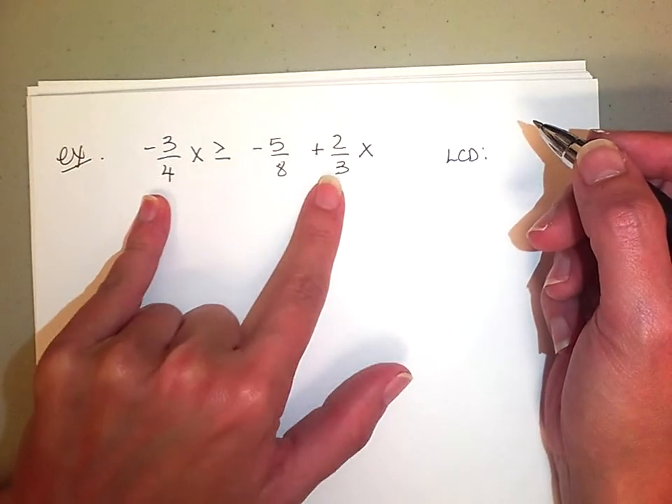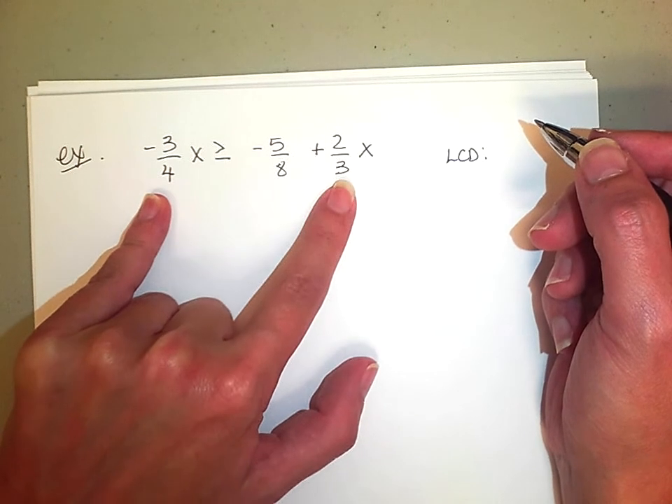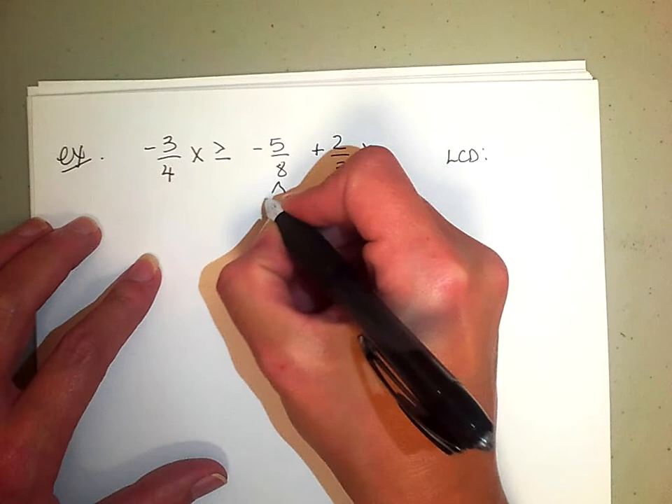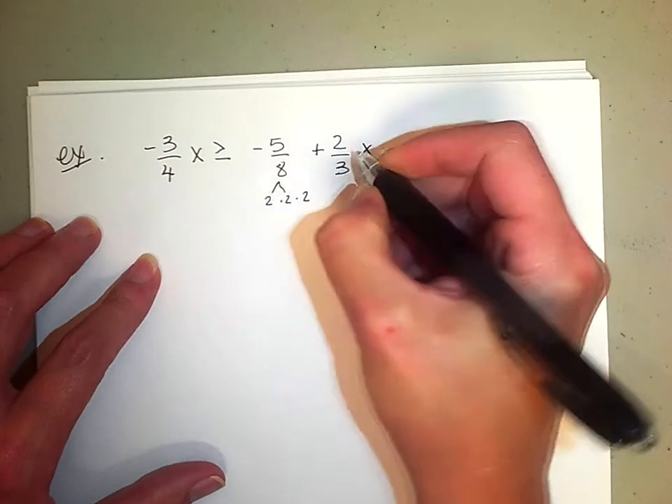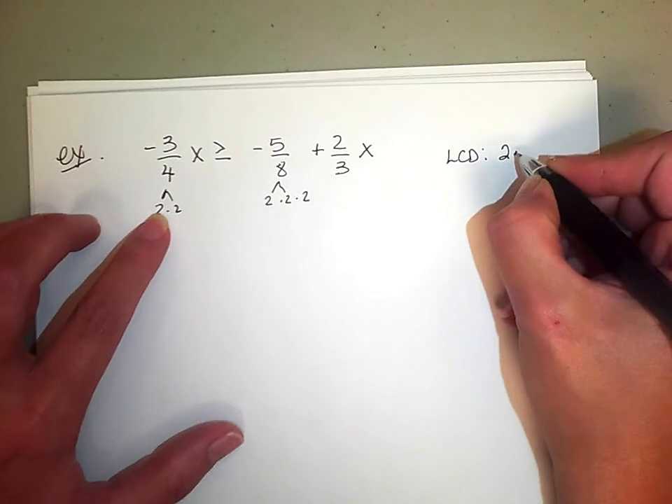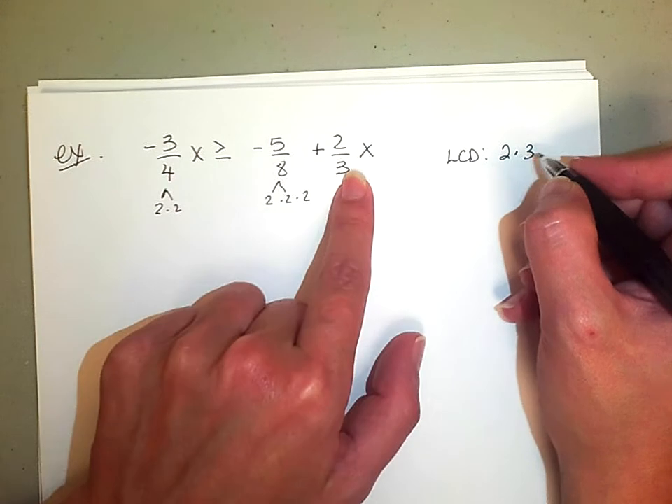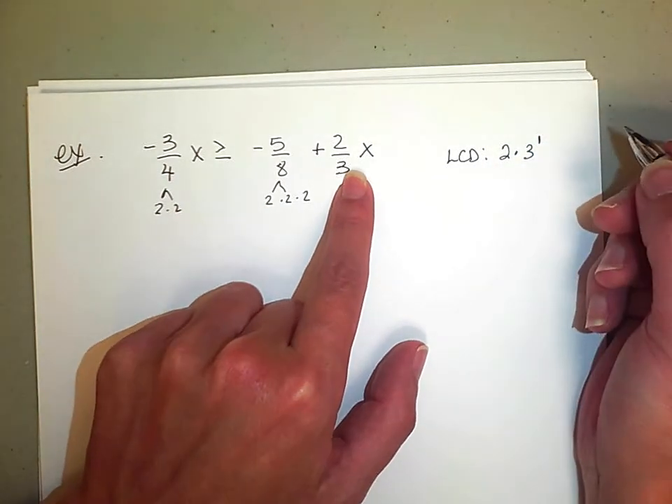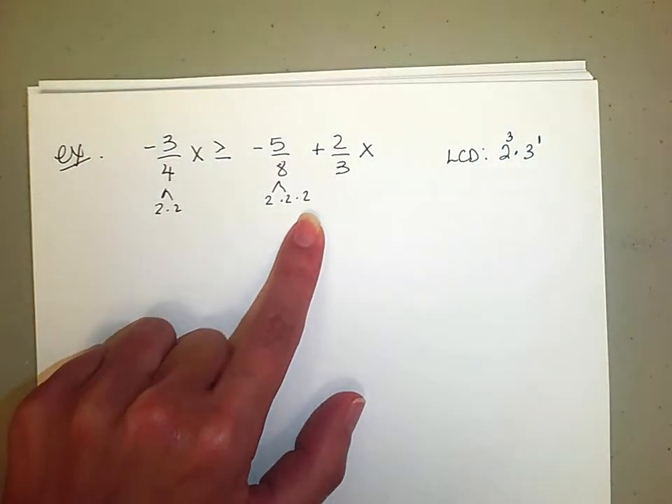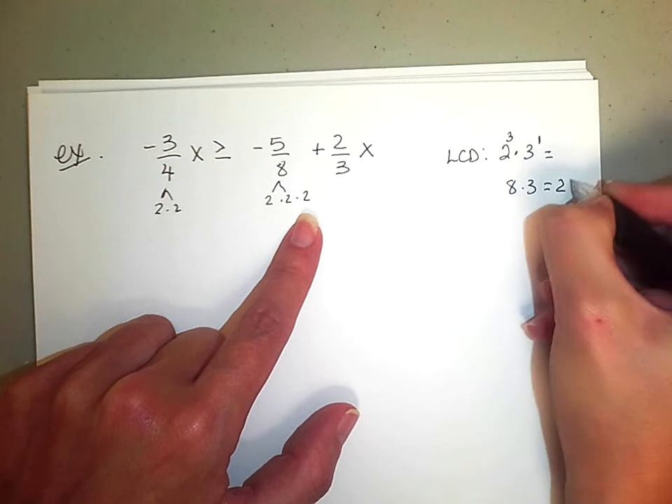12 is not big enough because 8 doesn't go into 12. I could double this, 16. 3 doesn't go into 16. So let's look at these factors. Here's 2 times 2 times 2, and this is 2 and 2. Okay, so I'm going to have 2's here and a 3 from here. And the most amount of times the 3 is represented is only once, so we'll put that to the first power. And the most amount of times a 2 is represented is 3 times. So our least common denominator is going to be 8 times 3, which is 24.